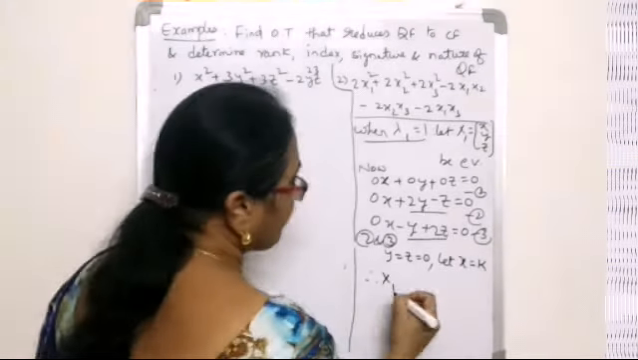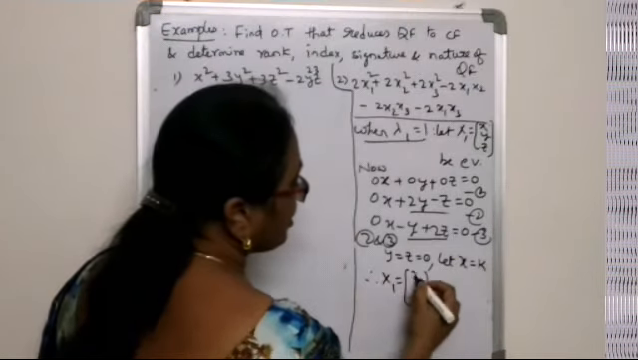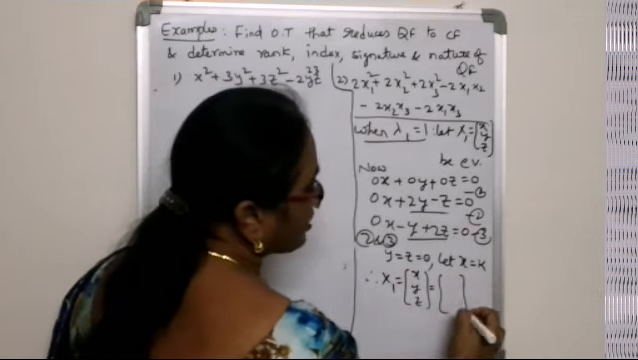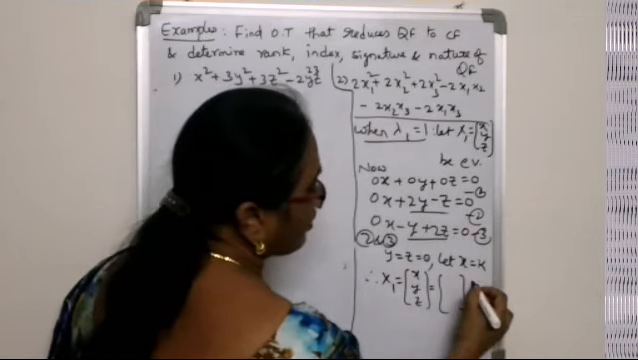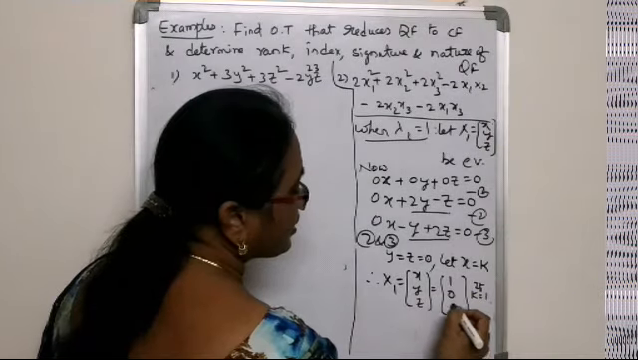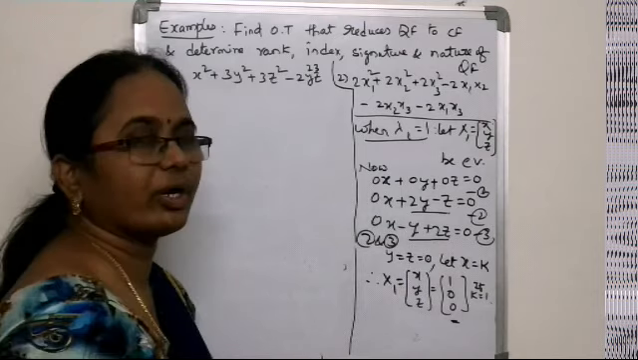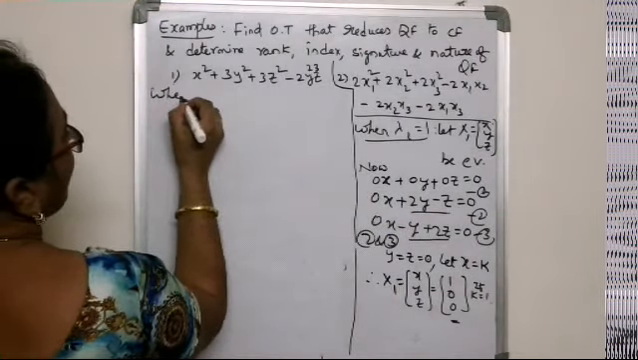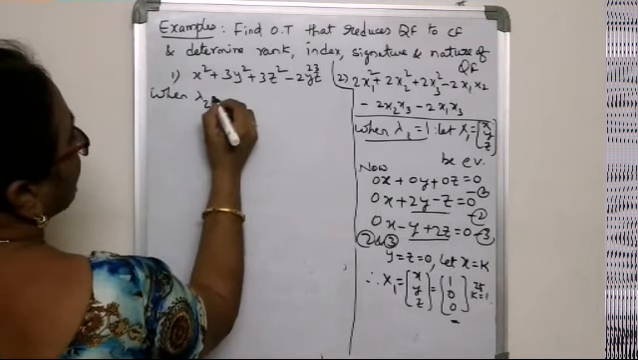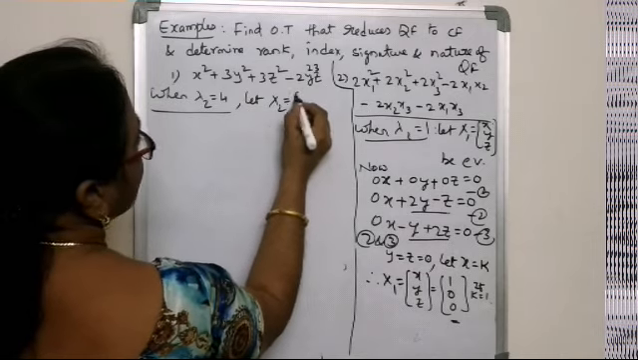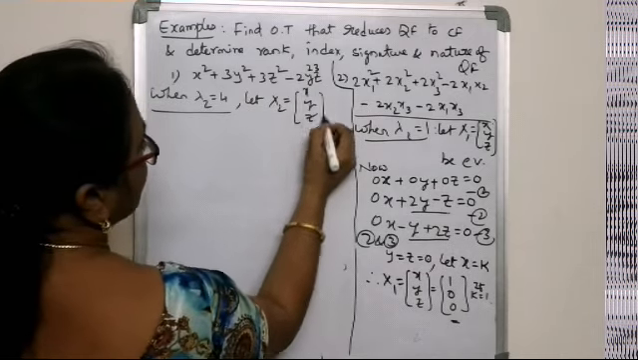Therefore, the first eigenvector x1 is equal to the column of variables x, y, z, where x is equal to k. Suppose we choose for k the simplest value 1. We get x equal to 1, y 0, z 0. This is the eigenvector corresponding to the first eigenvalue lambda 1 equal to 1. Now let us find the eigenvector for eigenvalue 4, the second eigenvector x2, which is the column x, y, z.